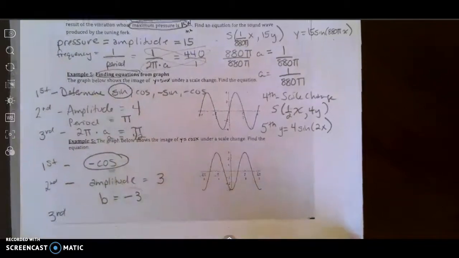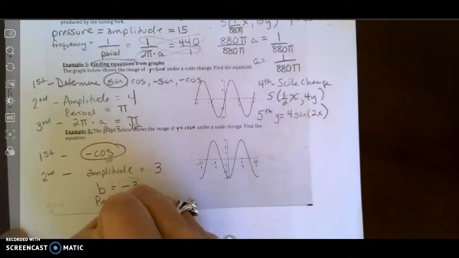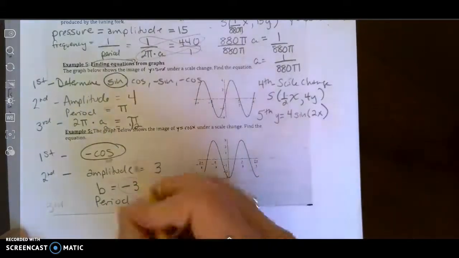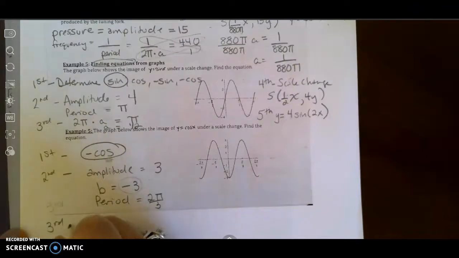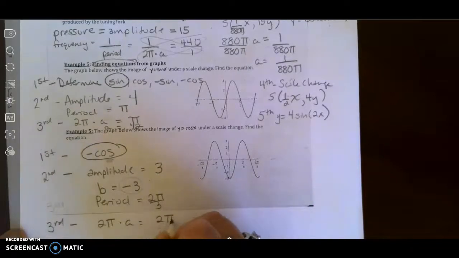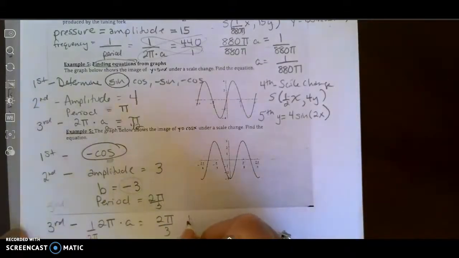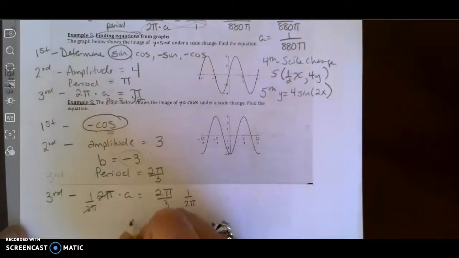My third step, oh, actually I've got to write down my period. Sorry, forgot about that. My period is a full curve takes 2 pi over 3. So my third step is to figure out that A value, 2 pi times A equals 2 pi over 3. I'm solving for A, so I'm going to multiply both sides by 1 over 2 pi. We cancel here, and I get that A equals 1/3.